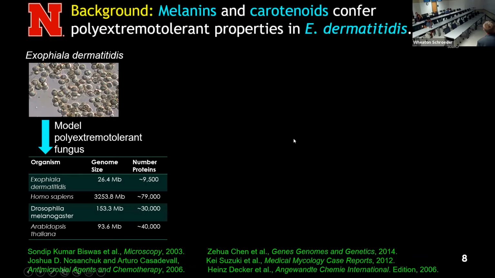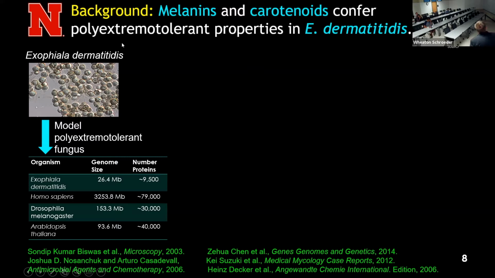The pigmented fungus in question is called Exophiala dermatitidis. I'll just call it Exophiala from here out because that's a bit of a mouthful. Exophiala is unique in that it produces two different pigments for its defense. The first pigment is called melanins, and these are deposited in the cell wall. The second pigment is called carotenoids, and these are deposited in the cell membrane.